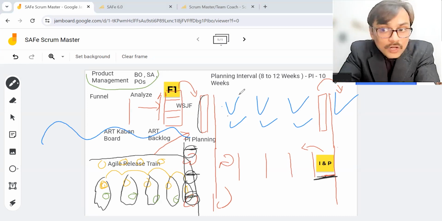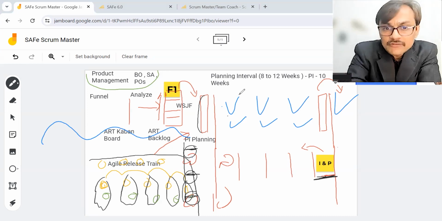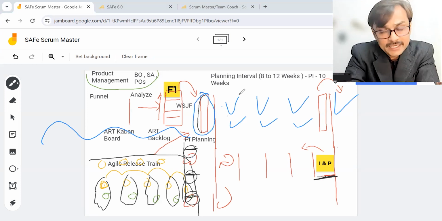Now, if we don't do all this, if as a Scrum Master I'm going without all this preparation, then we will take more time and we will create a more unpredictable plan in a PI planning meeting.